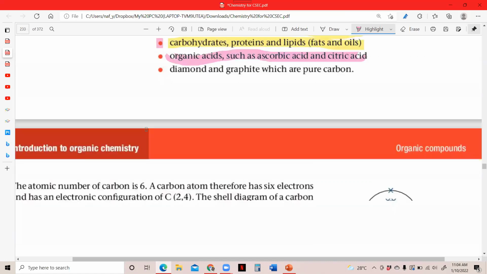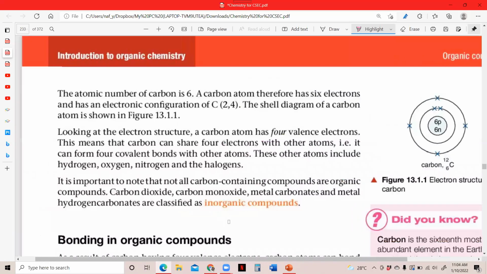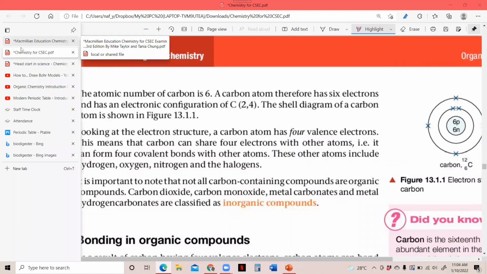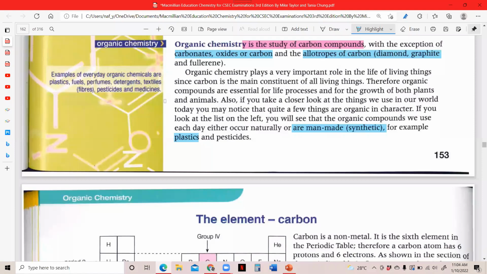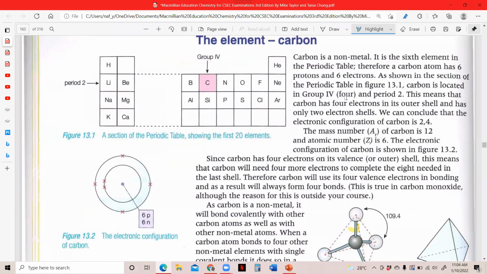All right. So let's talk about carbon a bit. Carbon is unique. And I think you got that notion about carbon being unique. I want to switch books. I think you got that notion about carbon being unique from grade 9.